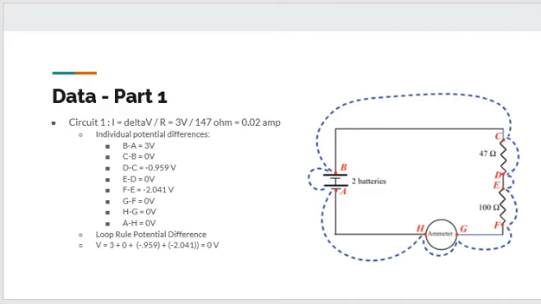Between all of the other segments, the potential difference was found to be 0. When all the individual potential differences are added together, the sum was found to be 0, which matches predictions from the loop rule.